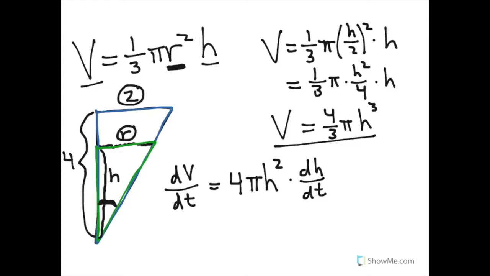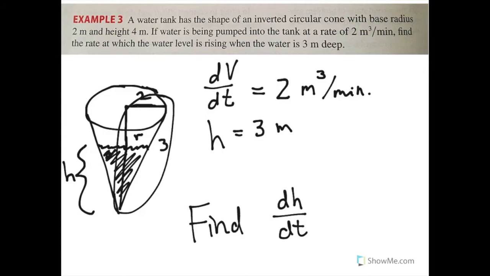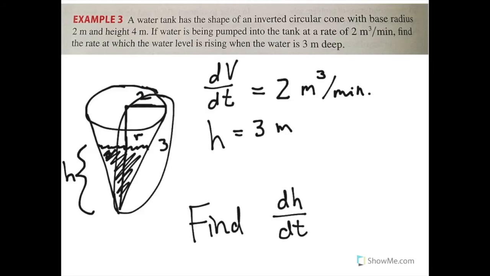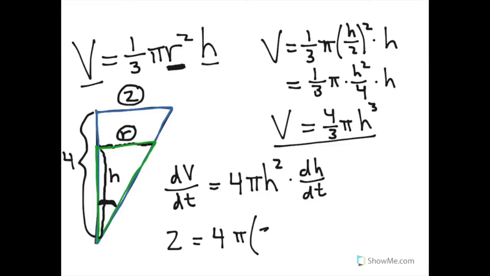Okay? All right, now let's go back and look at what information we know, and plug that in and solve for what we're missing. So remember, we know dv dt was given to us. That's 2 meters cubed per minute. So that's 2. Over here we have 4 pi. Let's see, do we know h? I think so. H at this particular moment in time is 3 meters, so 3 squared, and then times dh dt.